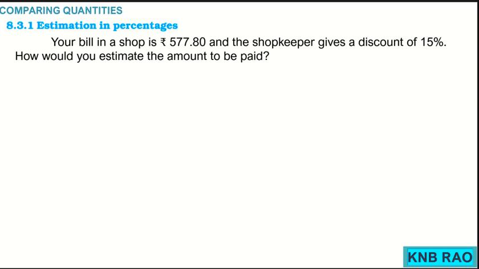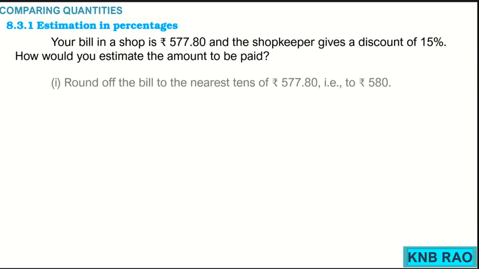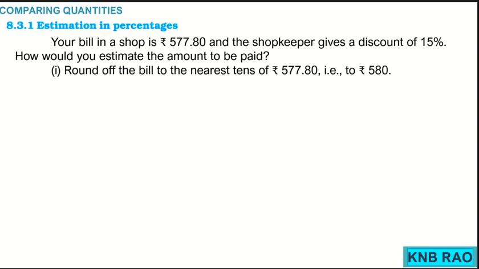See children, you cannot use pen and paper in a shop. You need to orally, approximately calculate the discount amount. For that, you need to follow the following steps. Step 1, round off the bill to the nearest tens, or maybe nearest to 100 sometimes, depending on your choice. Now it is 577 rupees 80 paise, so I am rounding it off to the nearest tens. It becomes rupees 580. Now I am allowed 15% discount on this approximately 580 rupees.